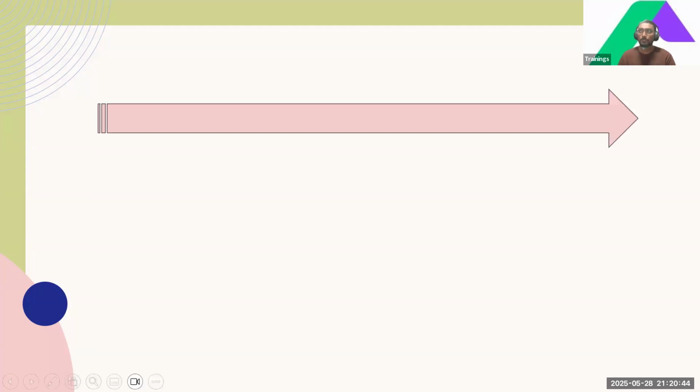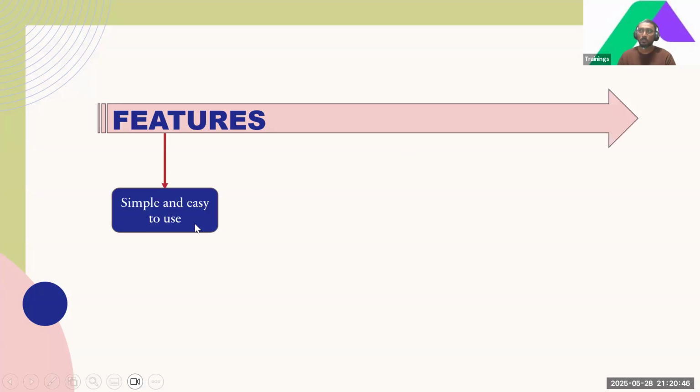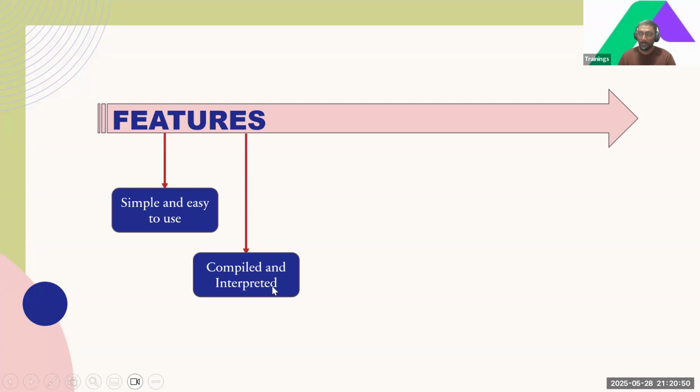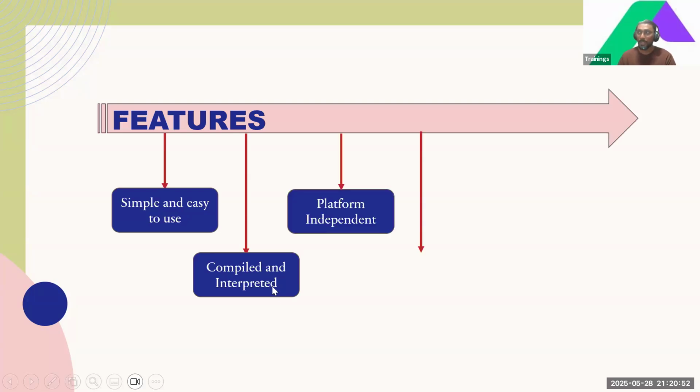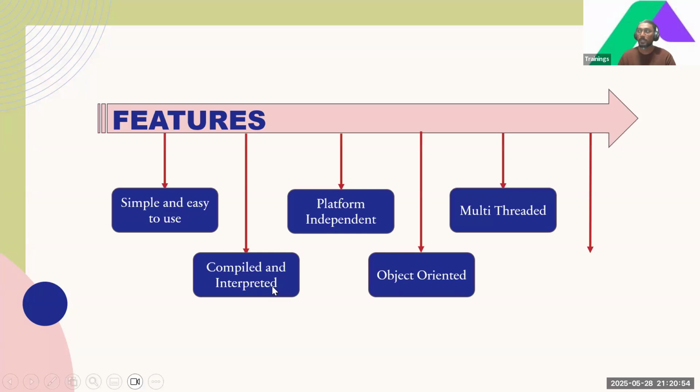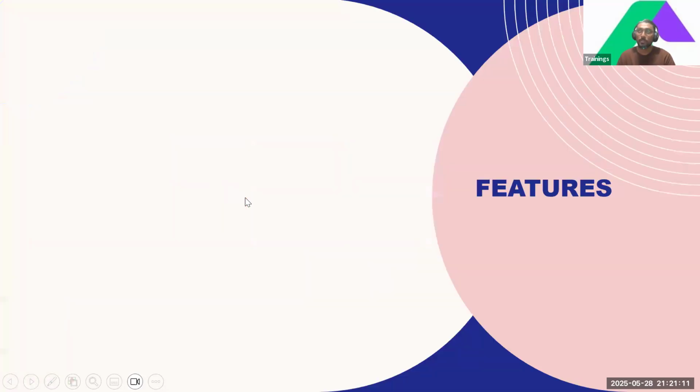So the features of Java are: simple and easy to use, compiled and interpreted, platform independent, object oriented, multi-threaded, and distributed. So we have around 6 features of Java. In an interview, if you are a fresher, you might get questions about these features. So let's try to understand the features one by one.